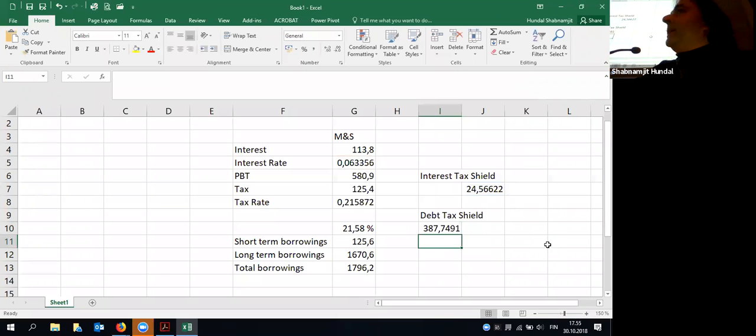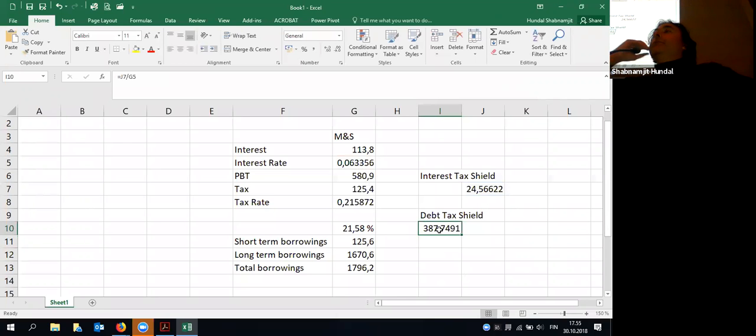387.75 million is the value, which is the present value. So if this money comes 1 year, 2 years, 3 years, for the rest of the life, the present value would be this much, 387.75. This is the debt tax shield. This 387 million is generated by the balance sheet of the company, not by the asset side. Marks and Spencer have proved that Modigliani and Miller were wrong. By doing this small exercise, you are able to challenge Nobel Prize winning economists. Should we take the prize back or should we leave it? Let's leave it. What do you think?